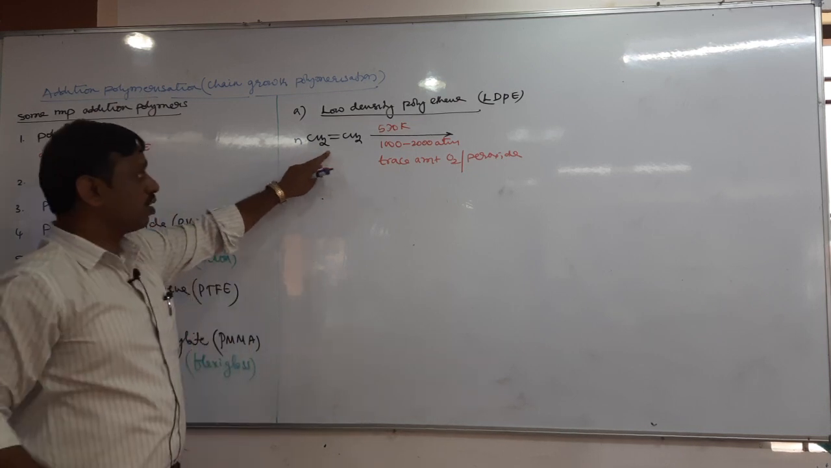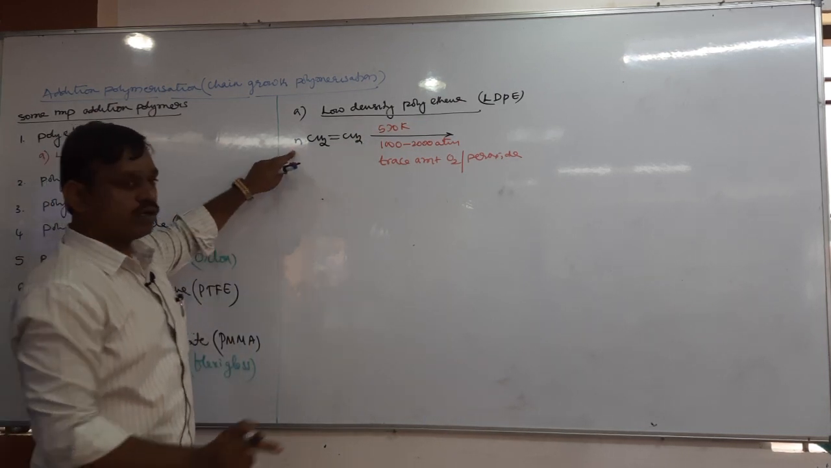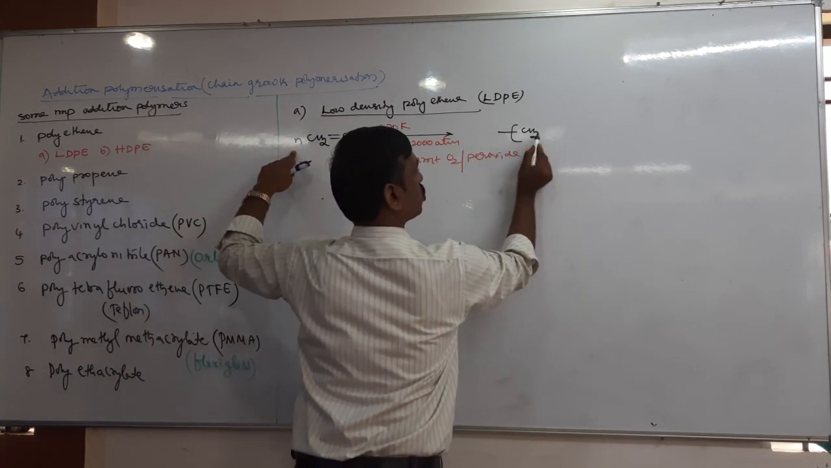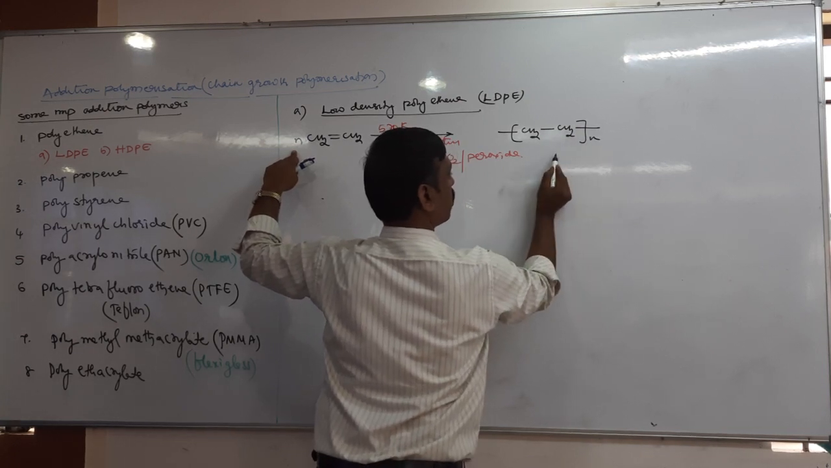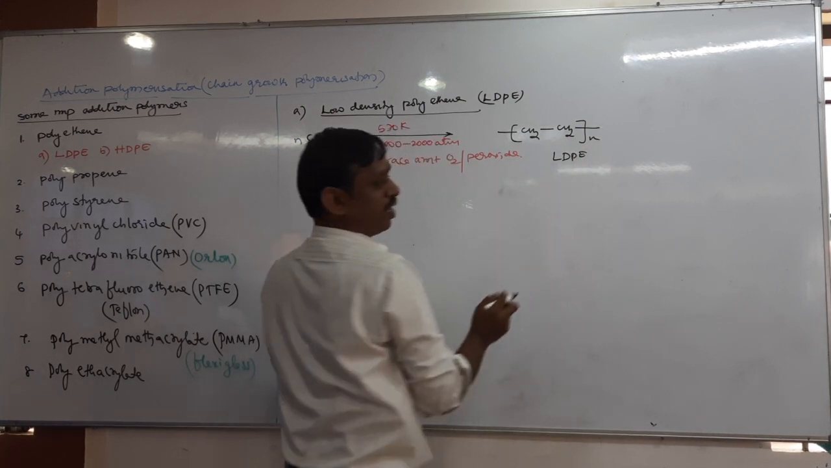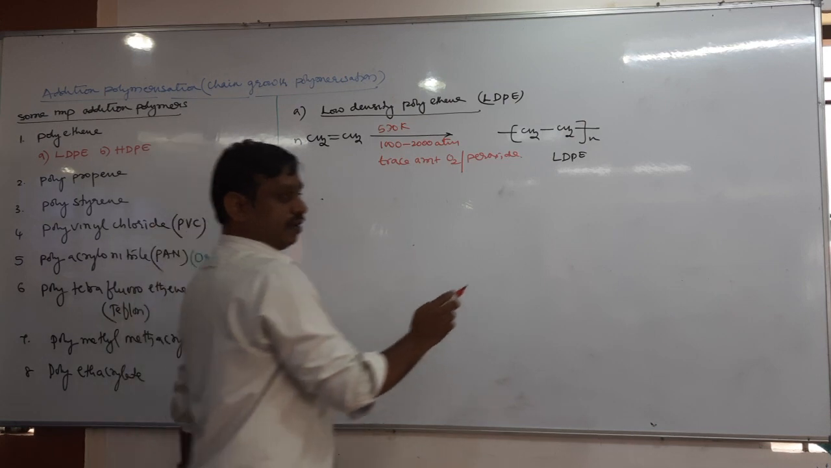To write the polymer, remove the pi bond. Write the two side single bonds, you make it a polymer, that is n. CH2-CH2, this is n. What is this? It is a polyethylene, but LDPE. Then tell me, what are the properties of LDPE?